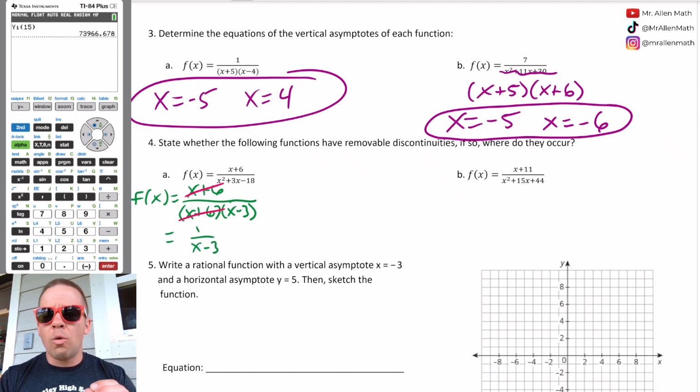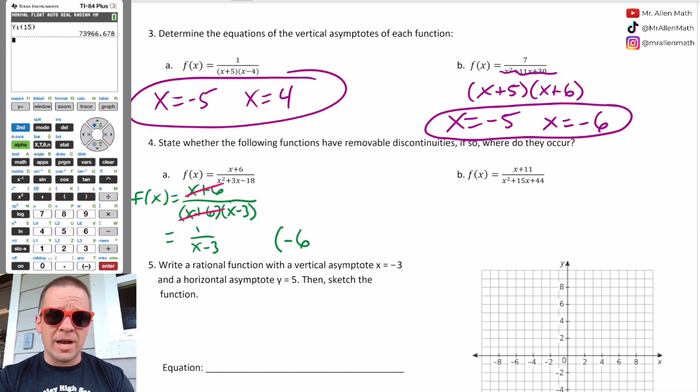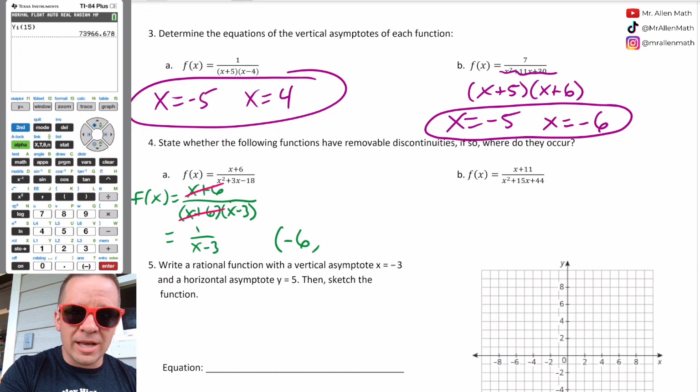And I did want to write that in the simplified form because it's going to play into where this occurs. So my answer is going to be negative 6, because that's where the x would be. Our x plus 6 canceled, set that equal to 0, solve for x to get negative 6. But what's my y coordinate going to be? How am I going to get that? I'm going to need to plug that negative 6 into this guy right here.